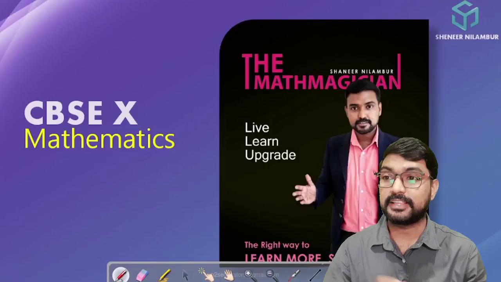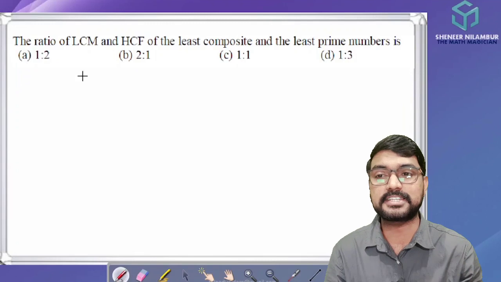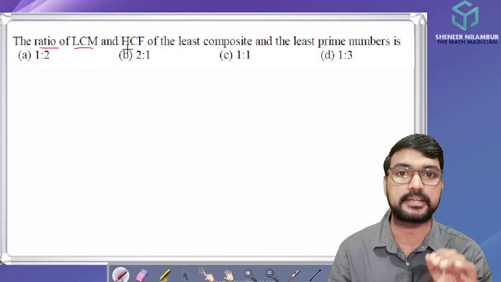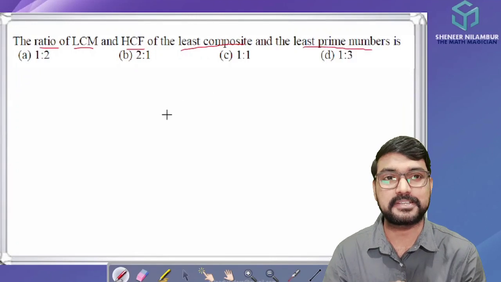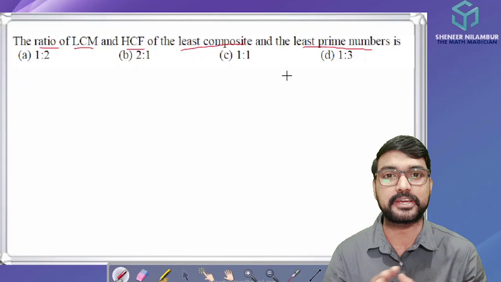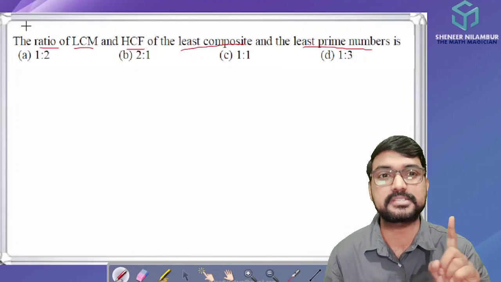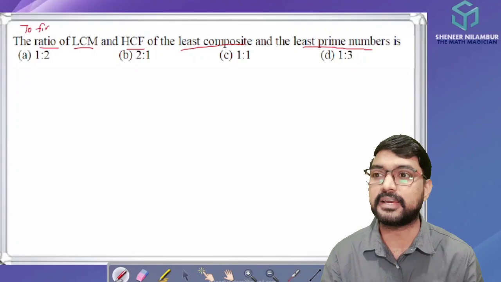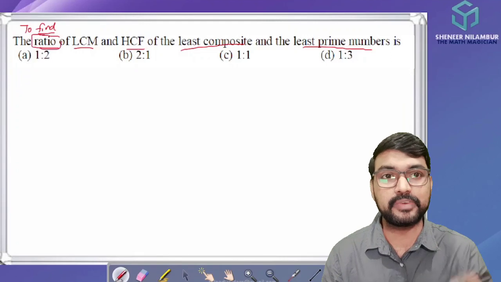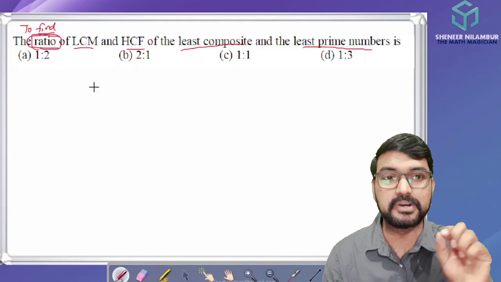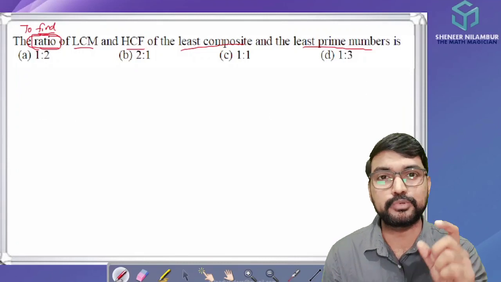Question number 1. The ratio of LCM and HCF of the least composite and least prime numbers is dash. Dear students, when we learn the subject mathematics, we should read the question very carefully and identify what is to be found. That is the first step when we read the question. Here at the beginning, it says that we need to find a ratio. When we read the word ratio, there will be 2 numbers. Ratio means division. So we have to find out 2 numbers.